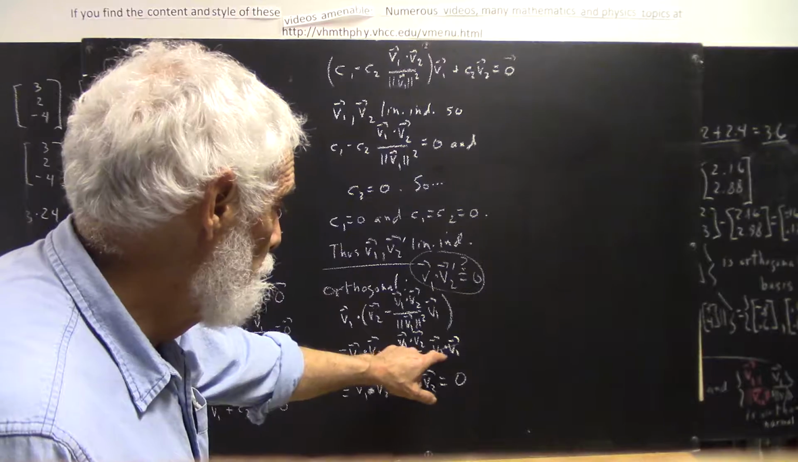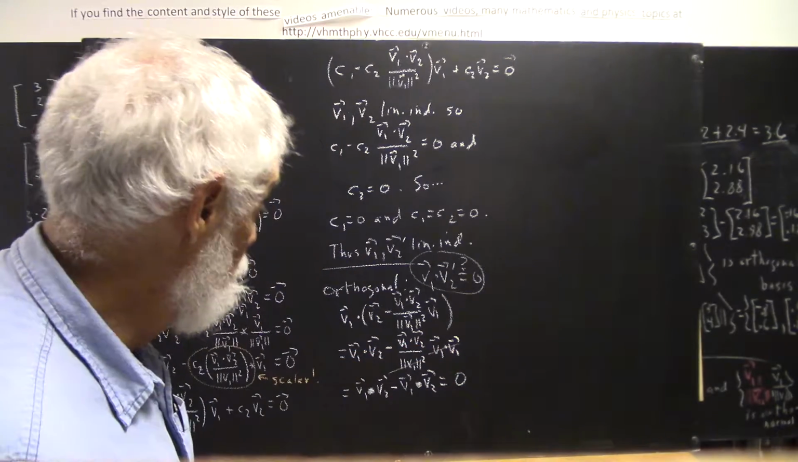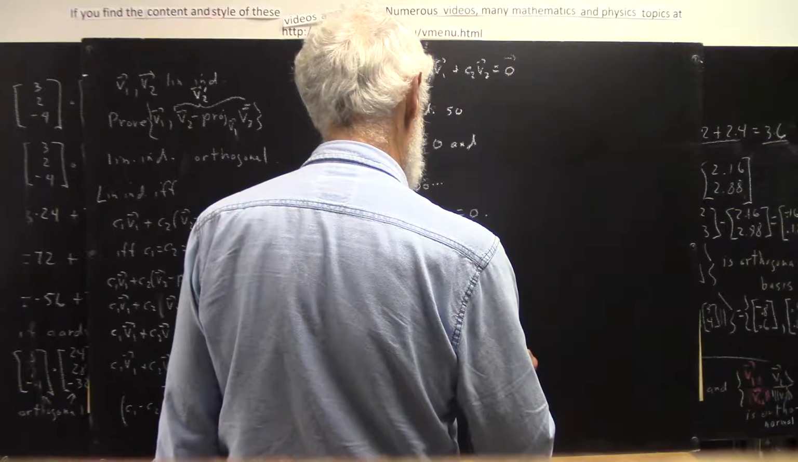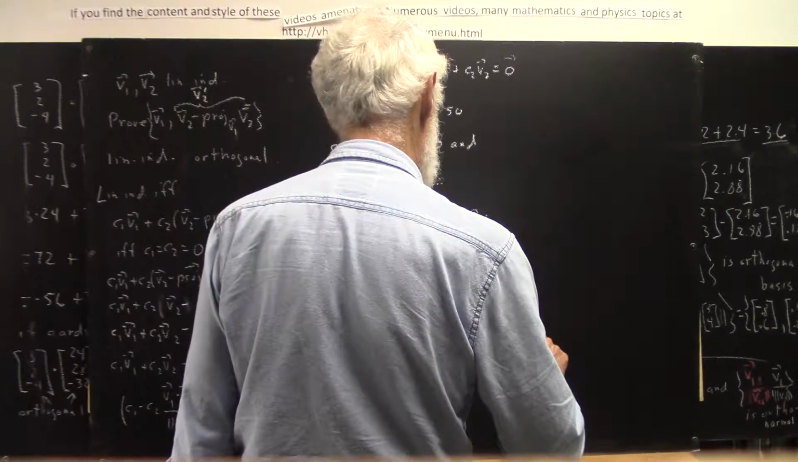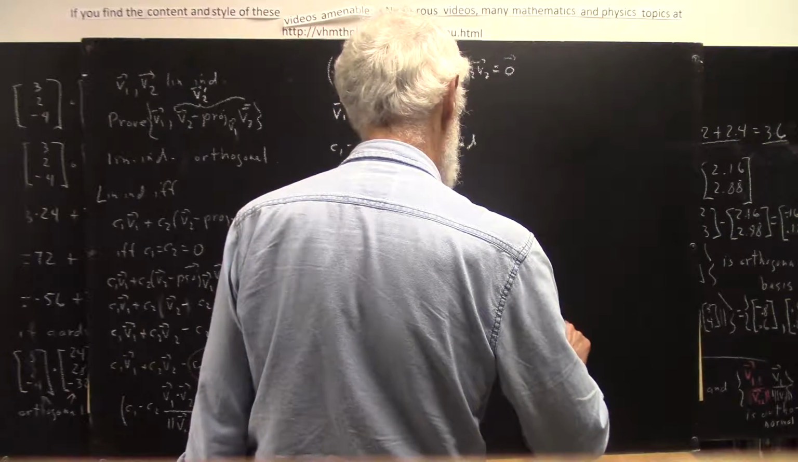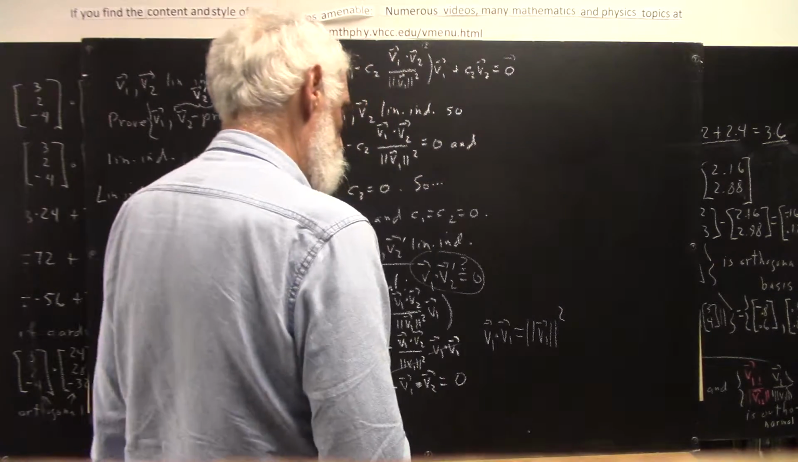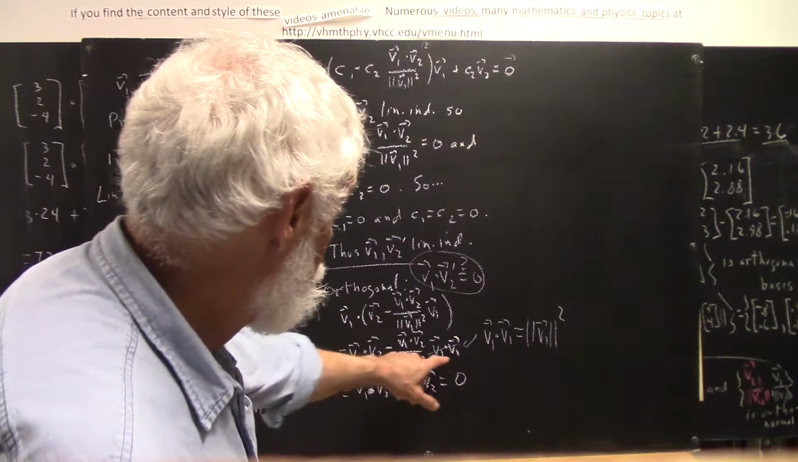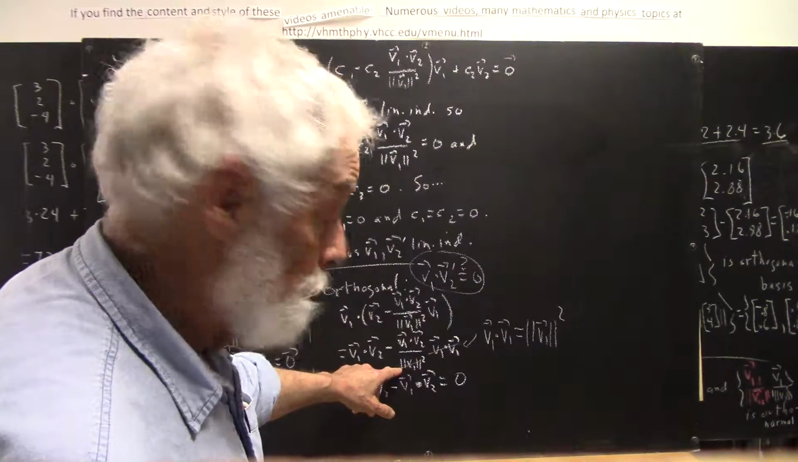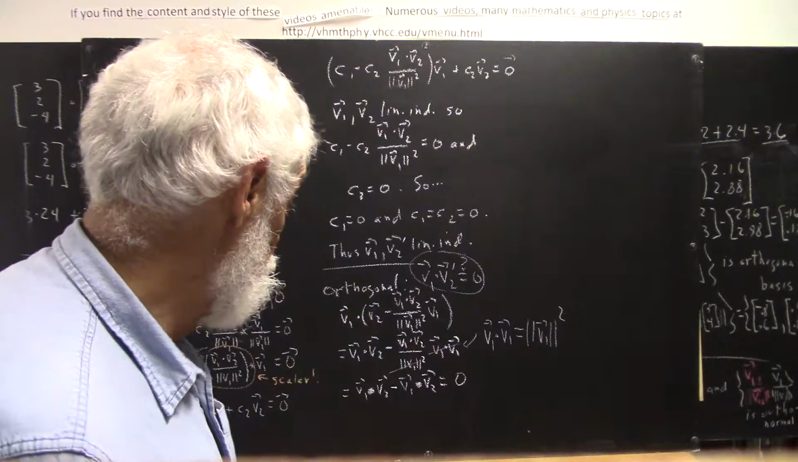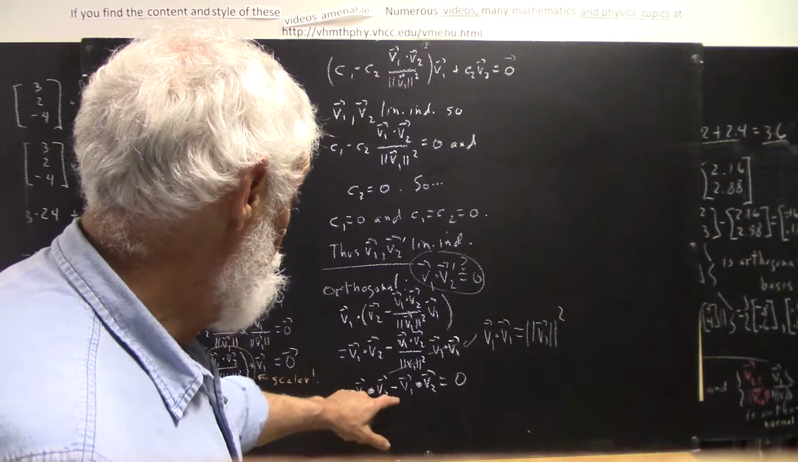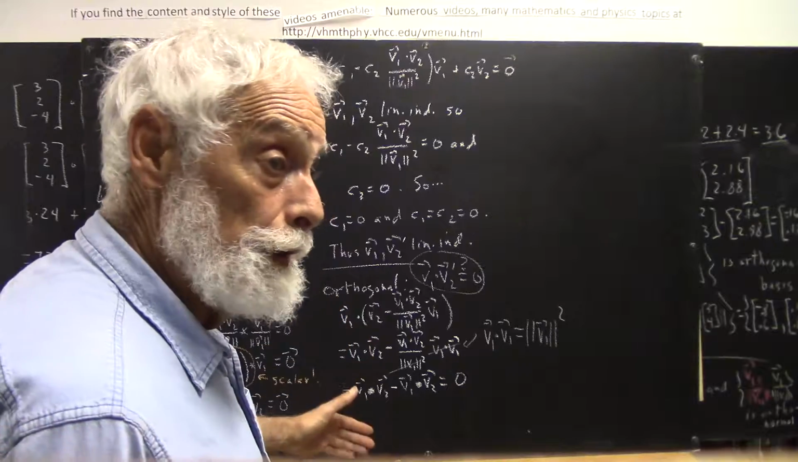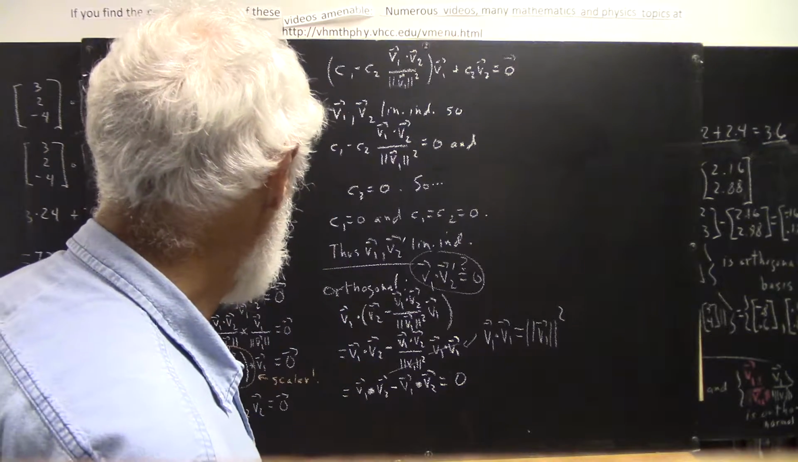Okay, but V1 dot V1 is just magnitude of V1 squared, and maybe I'll write that out explicitly. So that this term is the same as this. This is just magnitude of V1 squared divided by magnitude of V1 squared, and what are we left with? We're left with V1 dot V2 minus V1 dot V2. That's 0. So we've proven that these vectors are orthogonal.